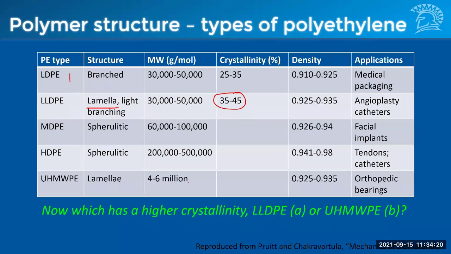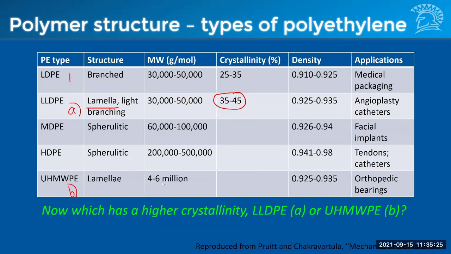Okay, so question number 2, now looking at these two in the chart, which of these two has a higher percent crystallinity? You guys are correct. Most of you answered B here. And why would we answer B? Well, the density of these two is considered the same. But if you look at the structure here, they both have lamellae.